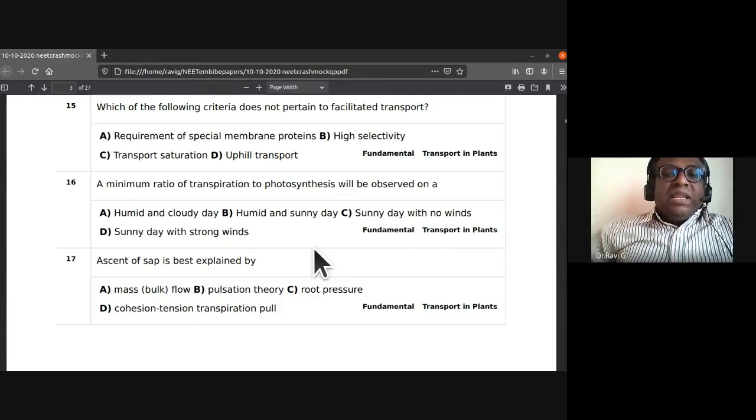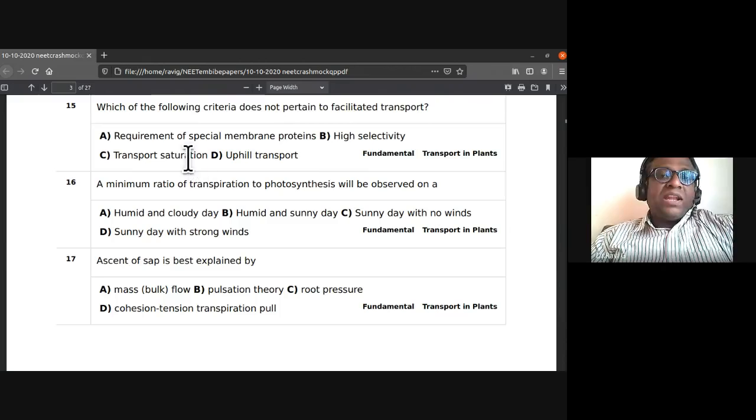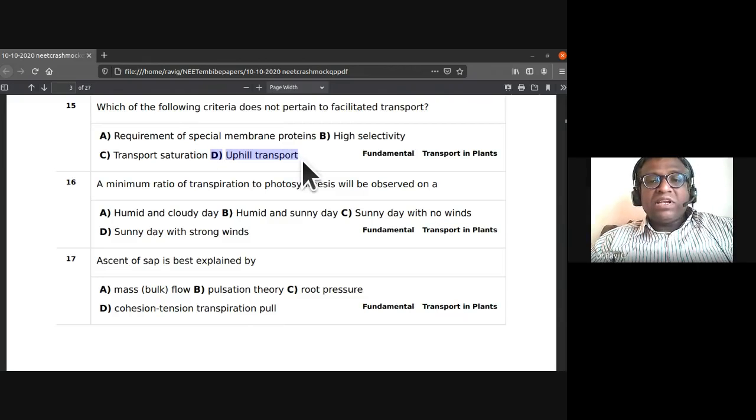Which of the following criteria does not pertain to facilitated transport? Requirement of special membrane proteins, high selectivity, transport saturation, uphill transport. So of these criteria, which does not pertain to facilitated transport? Facilitated transport is with the concentration gradient, so there would be no uphill transport. So 15th, the answer is D. Uphill transport you can notice only in active transport, not in facilitated transport.